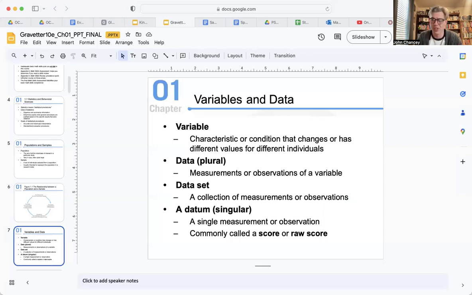A datum is just one singular score. So maybe it's your reply to one single answer. Do you like the parking situation at OCCC? Yes or no. And if you say yes, you get a zero. If you say no, it's a one. That's how it's scored. I don't know, just giving you an example. So data set, datum, very similar concepts and ideas, but all kind of different as well.